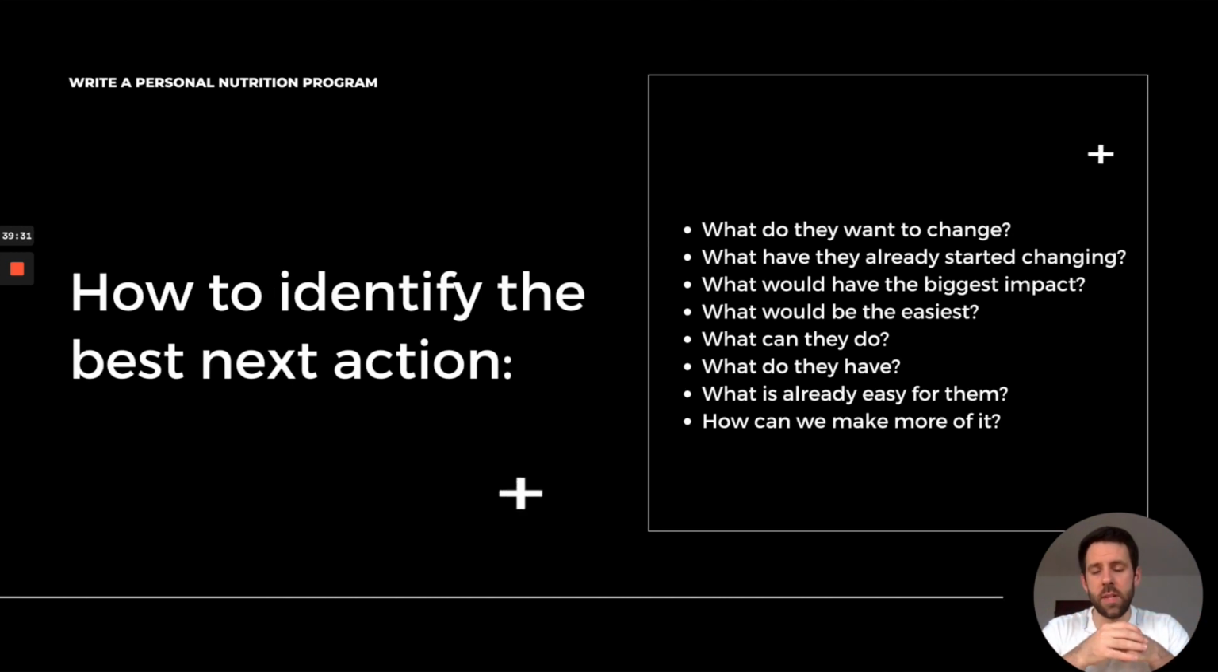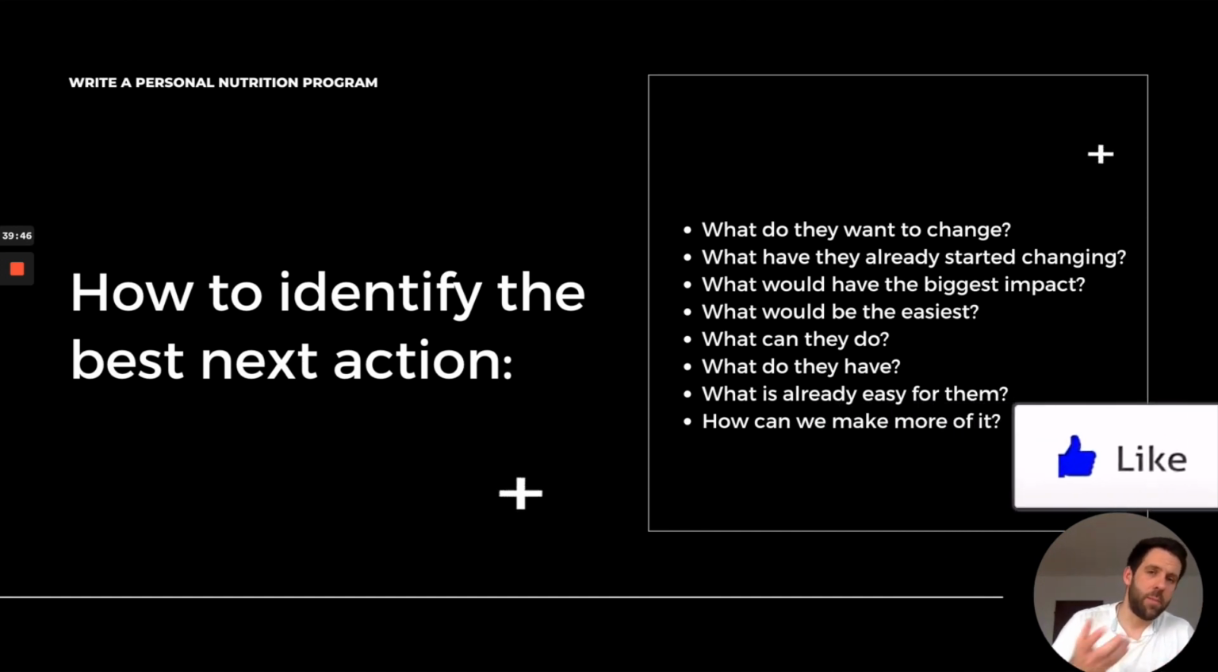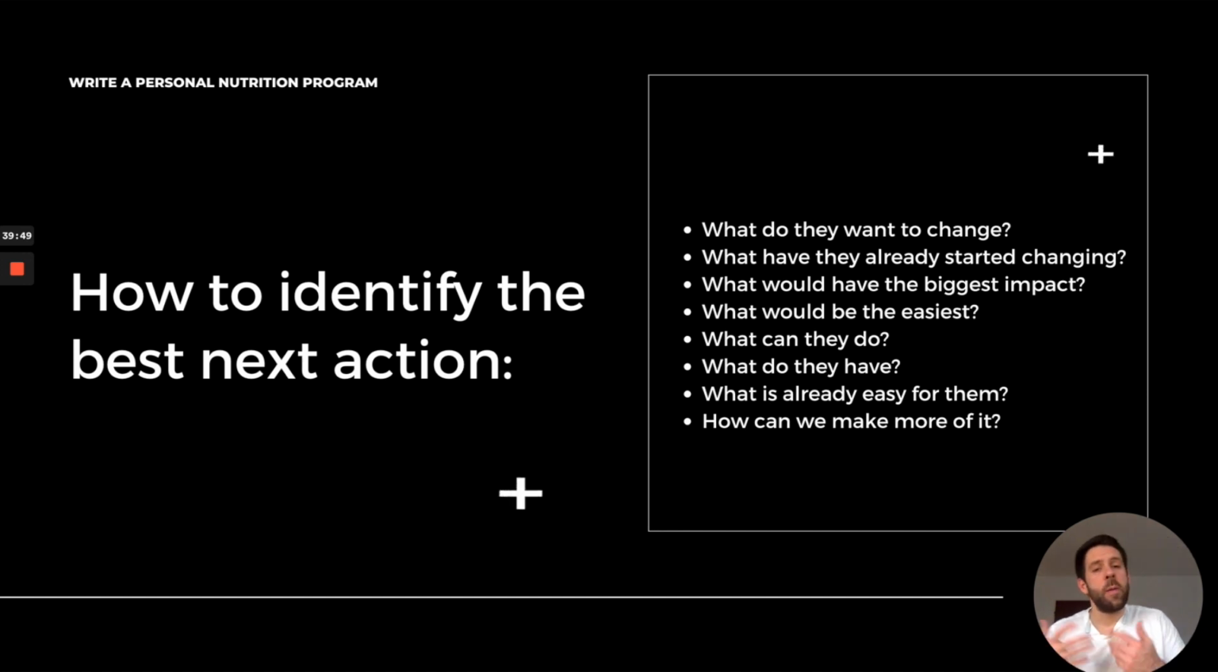So what are some of the questions, or what is the thought process behind identifying a next step? And I like to start with, what do they want to change? Because if they want to change something, they're far more likely to do it. Big surprise. Maybe they've already started to change something. So, for example, clients already started with eating fewer carbs. So then you can progress with that. Maybe improving their food choices, maybe improve their consistency, whatever it is, you can go in that direction.